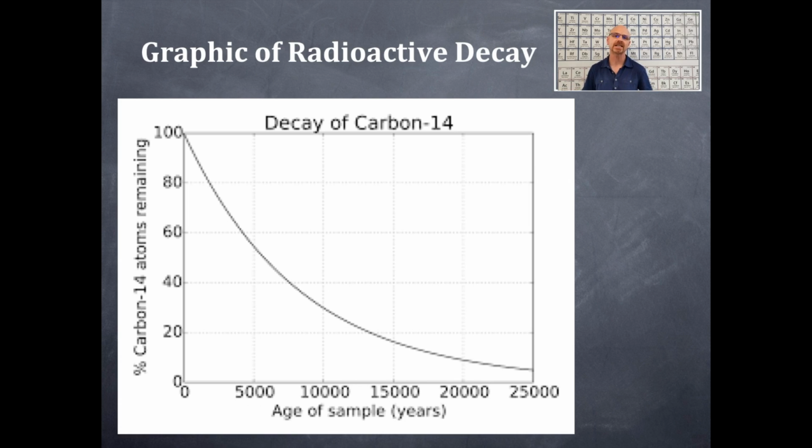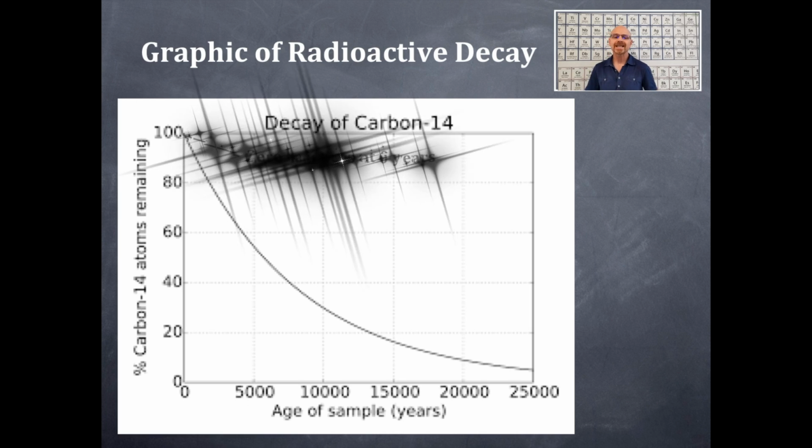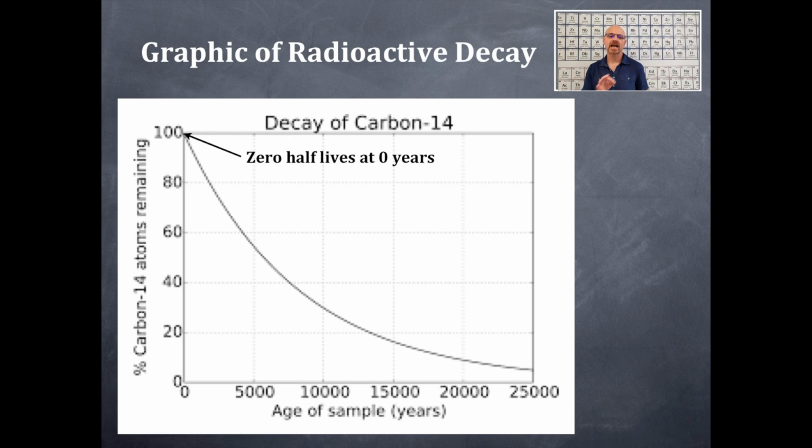Remember, carbon-14 is the only naturally occurring isotope, of the 3 isotopes of carbon, carbon-12, 13, and 14, that is radioactive. This does not work with carbon-12 or carbon-13 because they're not radioactive. It only works with radioactive samples. So, at time 0, at 0 years, how much do I have? 100%. And the half-life for carbon-14 is 5,730 years.